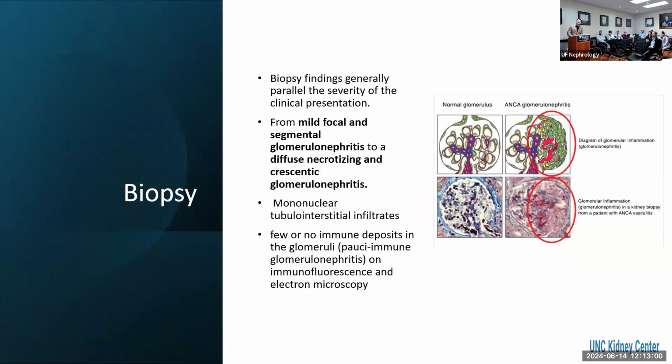The biopsy findings parallel the severity of the clinical presentation. It is pauci-immune: you're not going to see any immune complex, immunoglobulin, or complement on the sample. You just see the damage done by vasculitis. It goes from focal and segmental glomerulonephritis to diffuse necrotizing crescentic glomerulonephritis. You can sometimes see mononuclear tubulointerstitial infiltrate, with no immune deposits on immunofluorescence or electron microscopy.